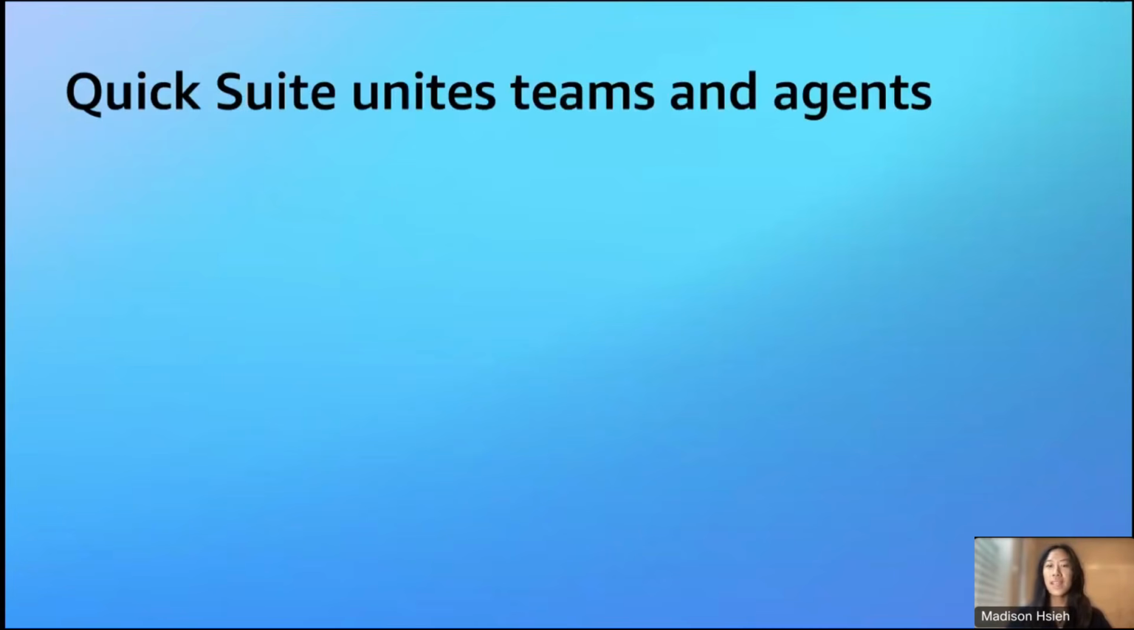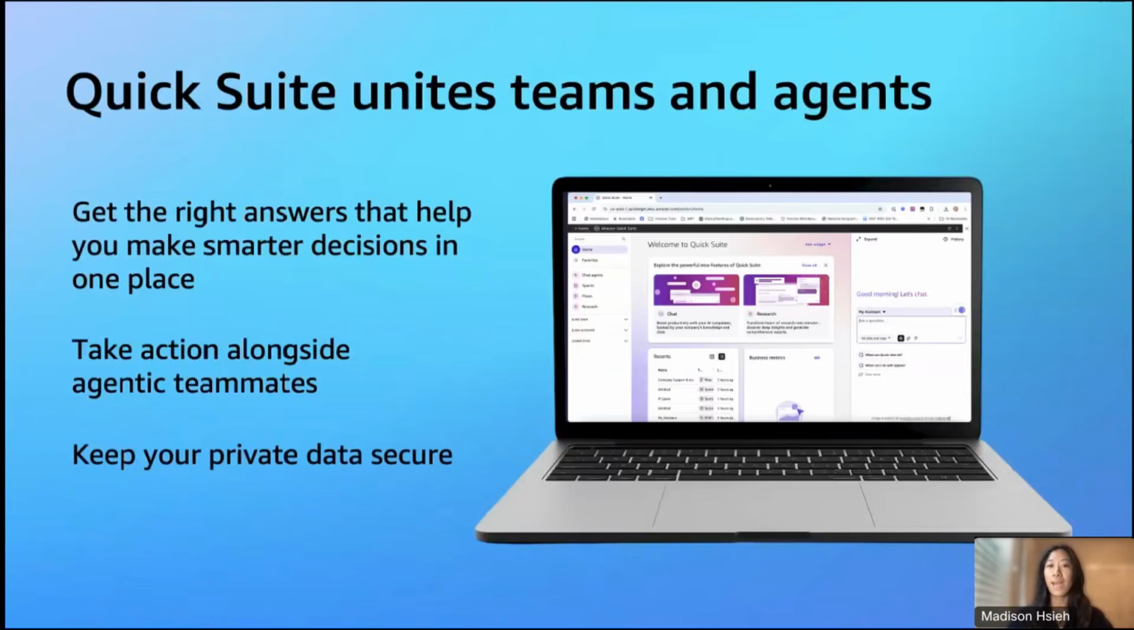So this allows you to unite both your teams with your agents. It helps you get the right answers at the right time to help you make more, better, and faster decisions. It also allows you to take actions, which we've seen in our previous sessions, within your Quick Suite account from your other third-party applications and invoke actions from Quick Suite into those apps as well. And this also keeps the security that Quick Sight has enabled our users by keeping all of your data private and secure.